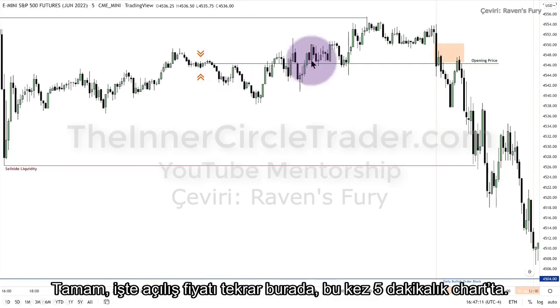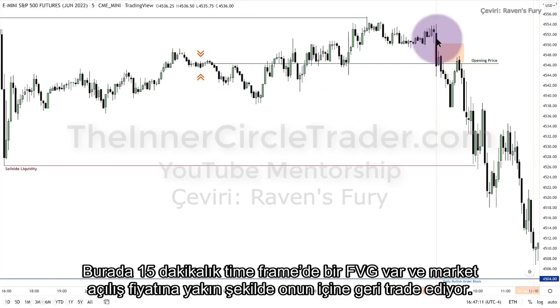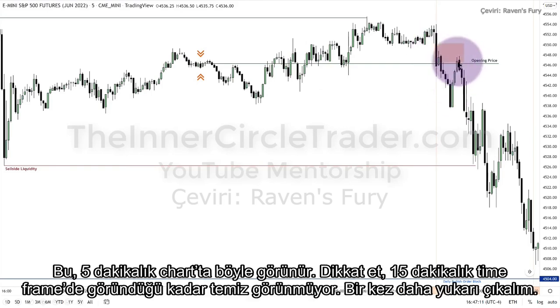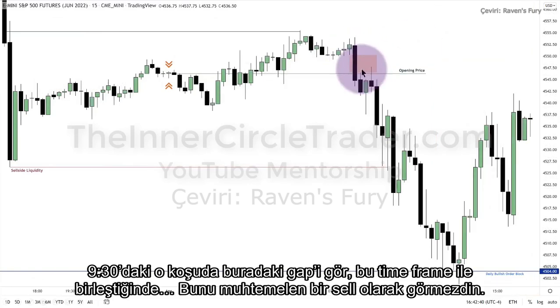All right, so here's the opening price again on a 5-minute chart. Here's the 15-minute time frame fair value gap. And the market trades right back up into it above the opening price. That's what it would look like on a 5-minute chart. Notice it does not look clean like it does on the 15-minute time frame. Let's go back up one more time. See the gap here? And that run right there at 9:30?